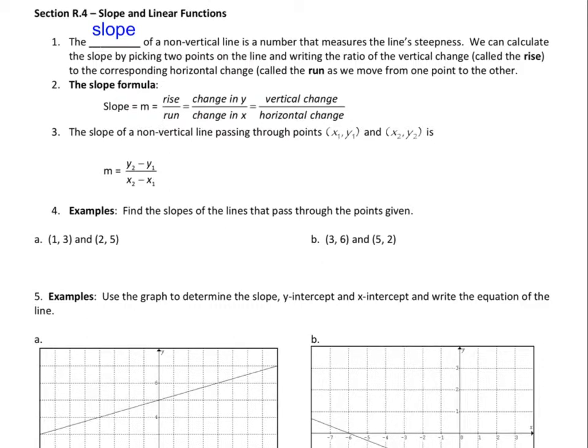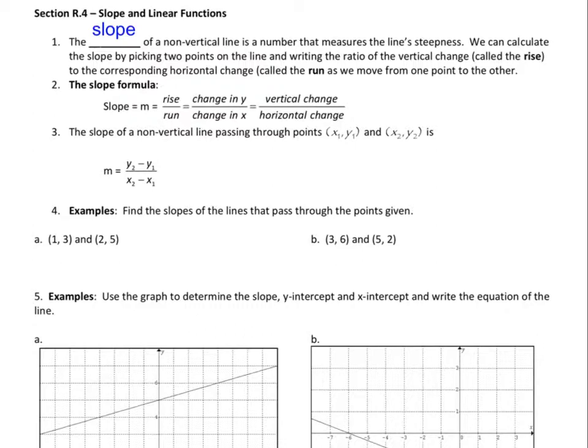This is Math 270, section R.4, Slope and Linear Functions. The slope of a non-vertical line is a number that measures the line's steepness. We can calculate the slope by picking 2 points on the line and writing the ratio of the vertical change, called the rise, to the corresponding horizontal change, called the run, as we move from one point to the other. So slope can be represented in numerous ways.